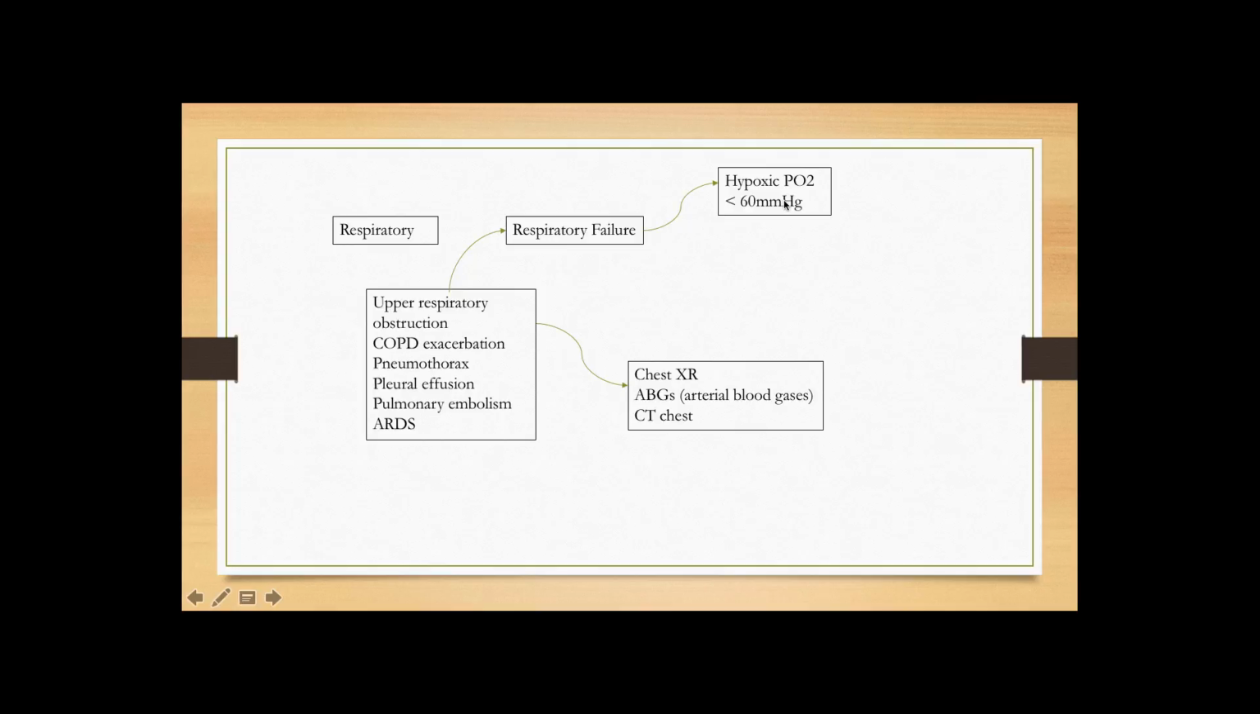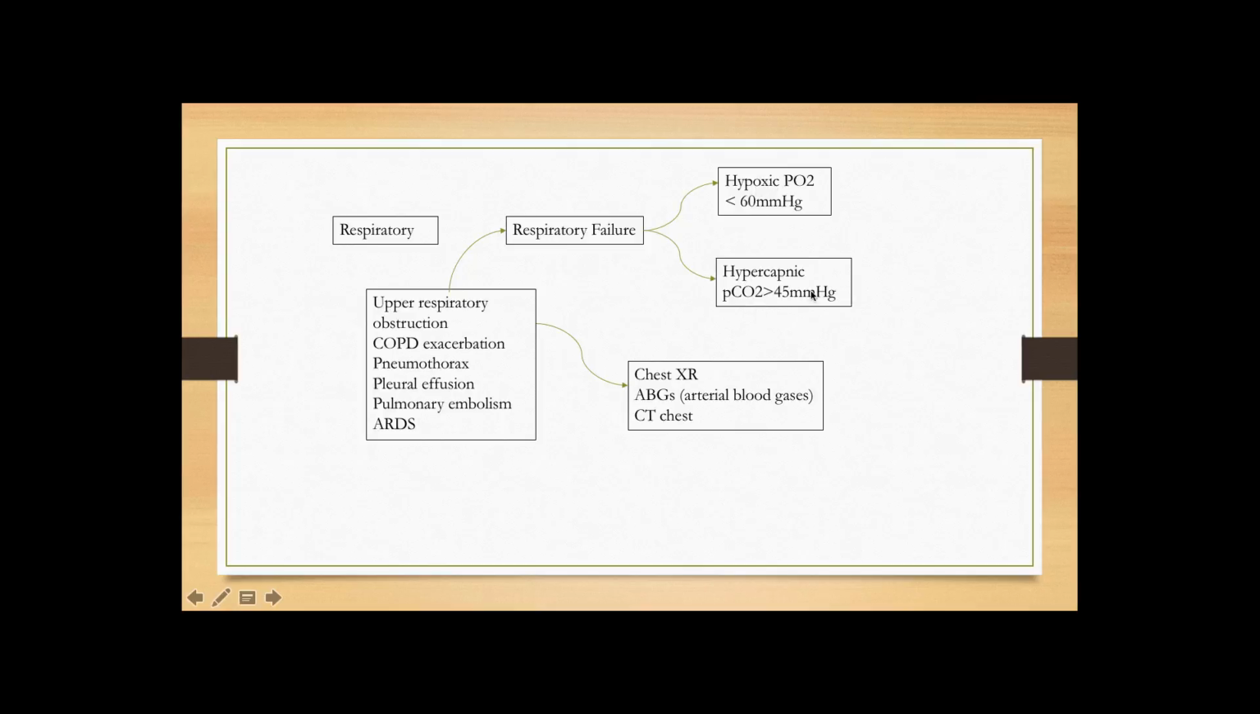So these patients will be hypoxic. Their PO2 will be less than 60. This is basically not the pulse oxygen, it's the arterial oxygen level. So this will be less than 60, and then pulse ox will be much lower as well, much lower than 90. And you will find this out on ABGs, or arterial blood gases. So keep that in mind.